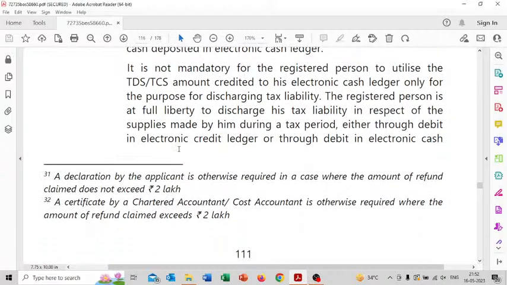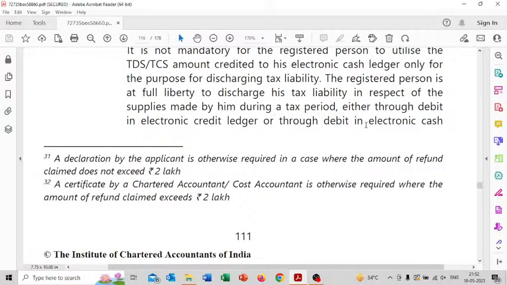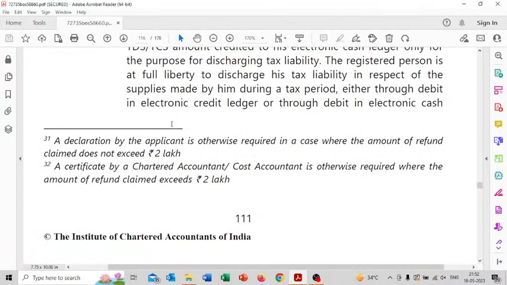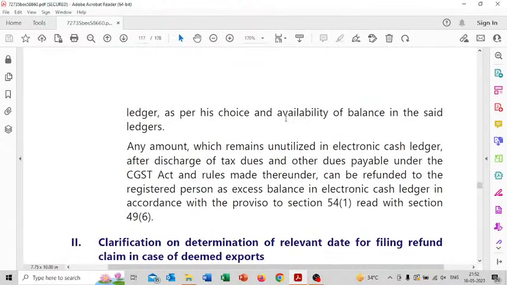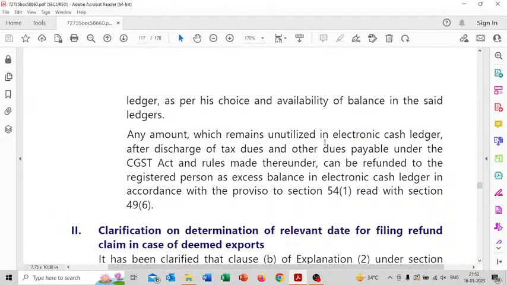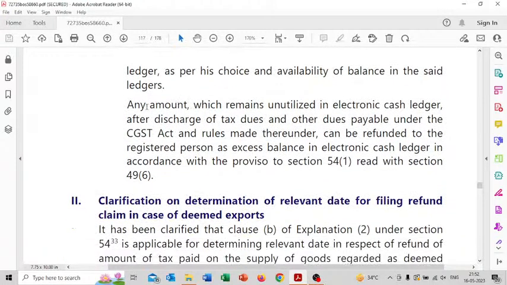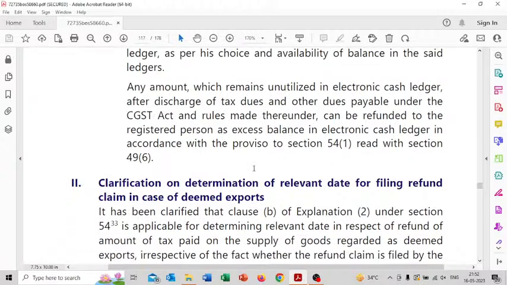The registered person has the full liability to discharge his tax liability in respect of the supplies made by him during the period, either through debit in the electronic cash ledger or through debit in the electronic credit ledger, as per his choice and the availability of balance in the said ledgers. Any amount which remains unutilized in the electronic cash ledger after discharge of the tax dues payable under the CGST Act and rules made thereunder can be refunded to the registered person as excess balance in the electronic cash ledger according to section 54 read with section 59.